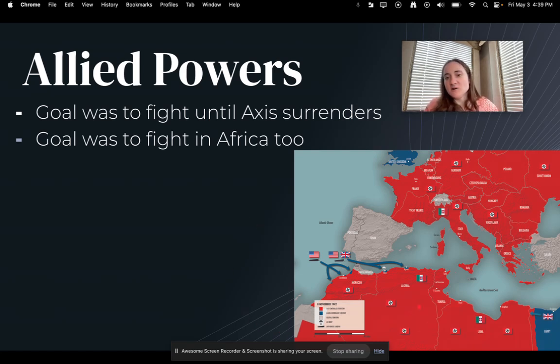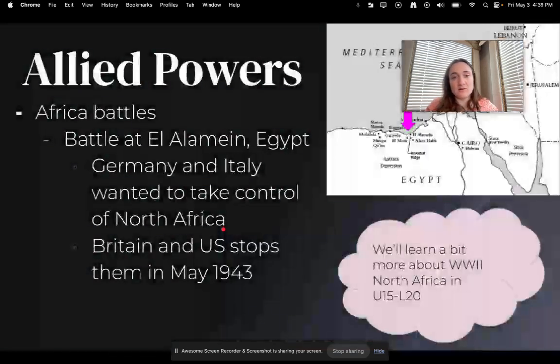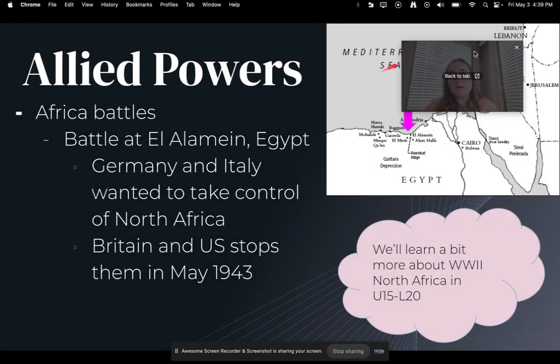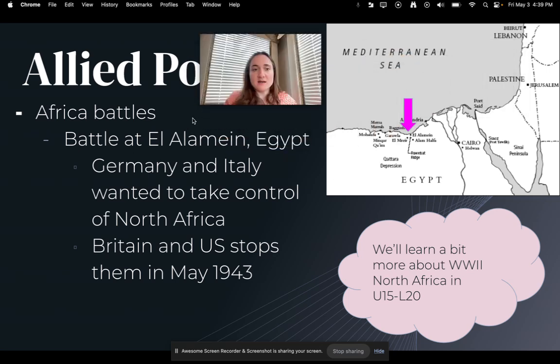But as you can see here, Nazi Germany, which is in this red color here, had a lot of North Africa under its control. So one of the big battles when it came to Africa would be the Battle of El Alamein, which was right here in Egypt. So you can see it was right on the Mediterranean Sea. So Germany and Italy wanted to take control of North Africa. Britain and the US stop them in May of 1943. You'll learn a little bit about North Africa in World War II in U15-L13.